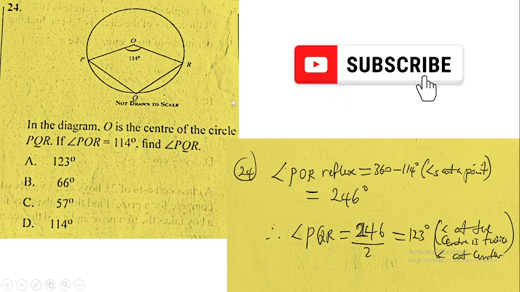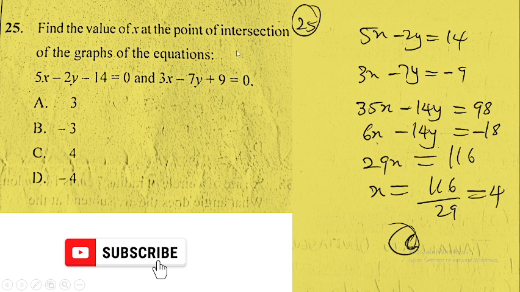Now let's go to question number 25, which is the middle of the questions we have to solve in this video, because we have all 50 questions to solve in all. But we have just gotten to the middle of the questions now. Find the value of x at the point of intersection of the graphs of the equations 5x minus 2y minus 14 equals 0 and 3x minus 7y plus 9 equals 0.